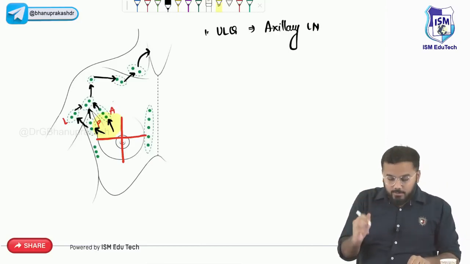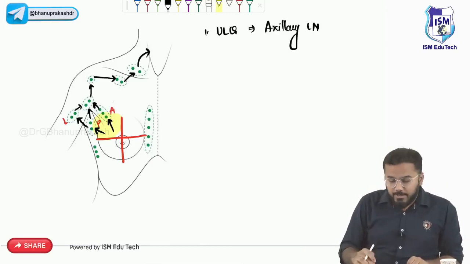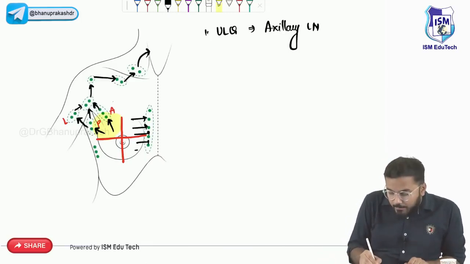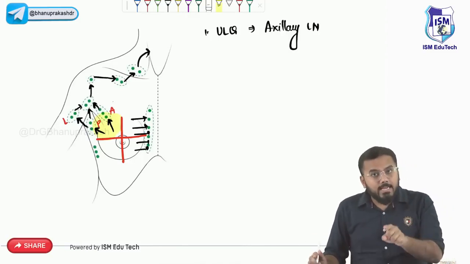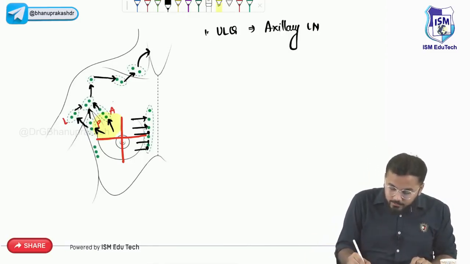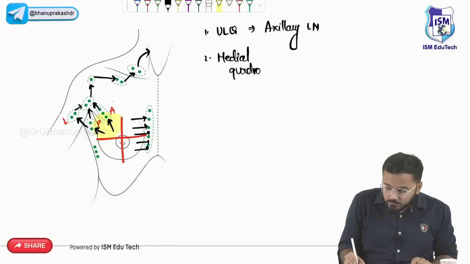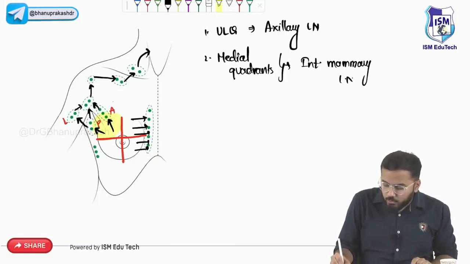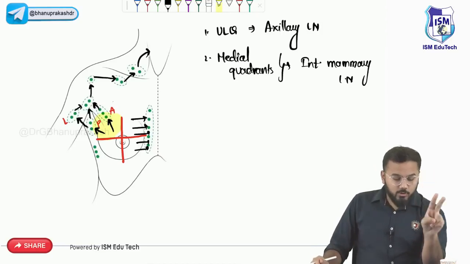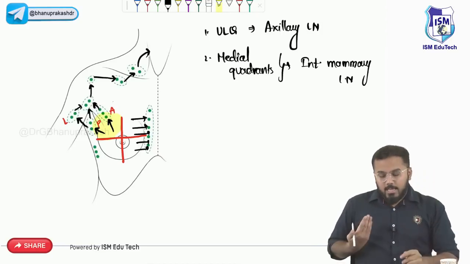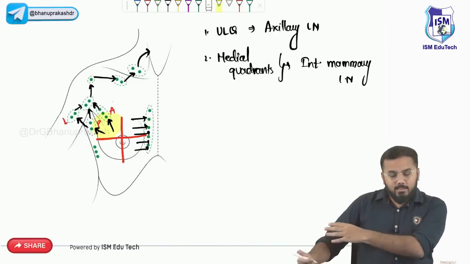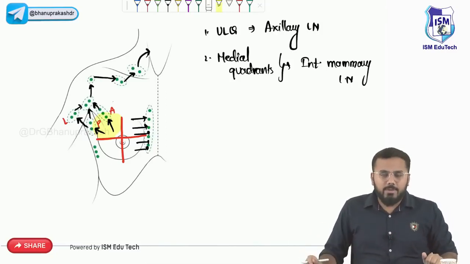Second important thing, look here very carefully. Coming to the medial quadrants, the medial upper and medial lower quadrants, both these medial quadrants drain into the internal mammary lymph nodes. Where do they drain? Internal mammary lymph nodes. So can I write it like this? The medial quadrants, both of them, drain into internal mammary lymph nodes. Clear? So two things you have to keep clear. The lateral quadrants drain into axillary, the medial quadrants drain into internal mammary.